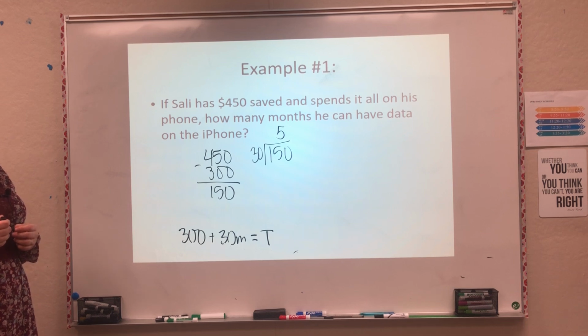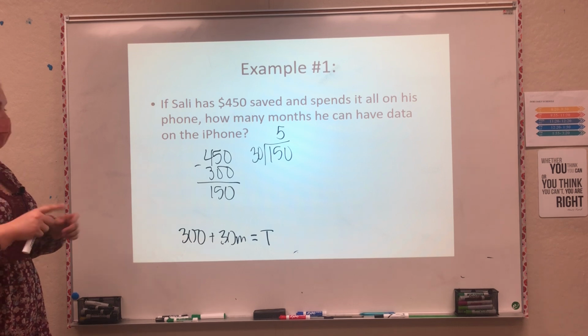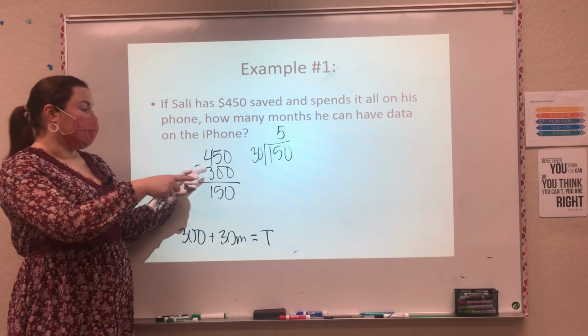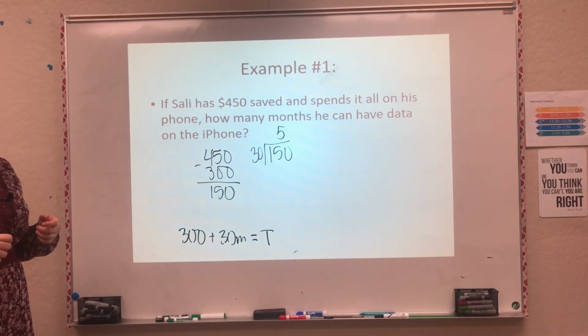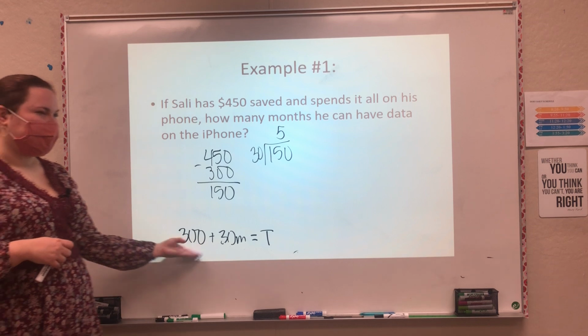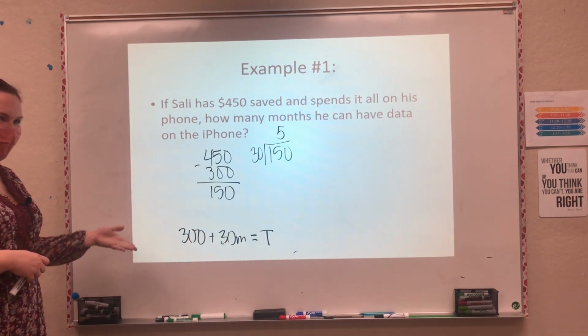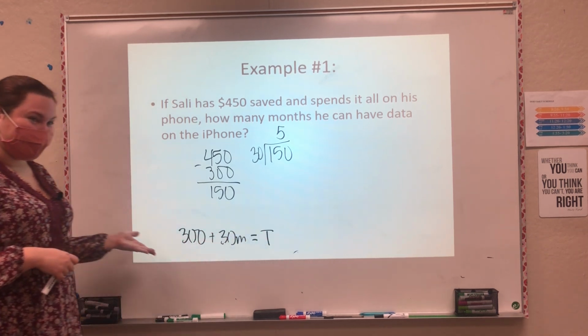Except if he's not paying for the phone, he's going to have 15 months. So you're saying if he is not paying for the phone, but you were right the first time. He's paying for that phone, so we have to include that in our math. I left this equation on the board. Do you see a way we could use this equation?